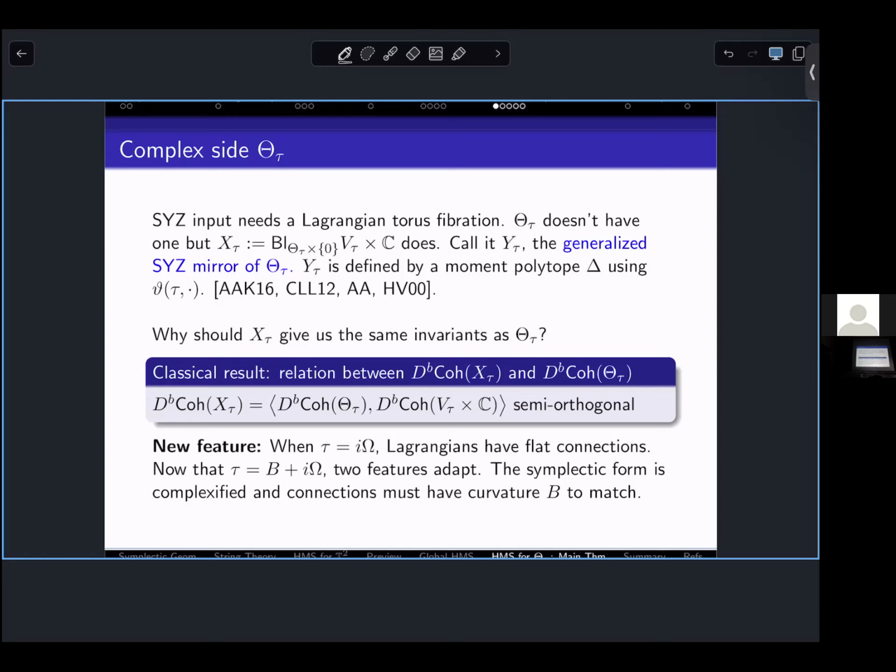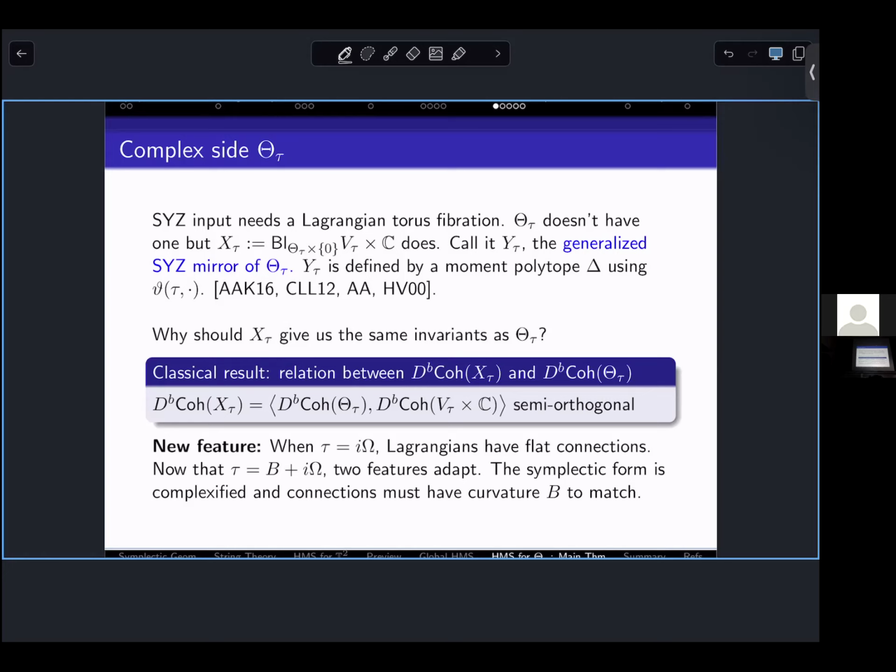So we're all good. Inside of DB-Co of X is the thing that we want, which is DB-Co of theta. There's a new feature. Remember I talked about this was purely imaginary, and we had to have the space of flat connections. When we add in a real part here, there's two things that need to adapt. The symplectic form needs to match it. Like in the previous picture, the P1s, there were 3 parameters, but the space of complex structures on the genus 2 curve is 6-dimensional.